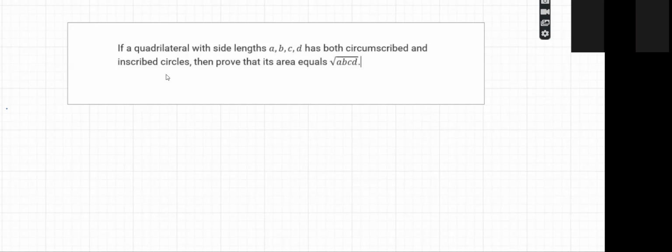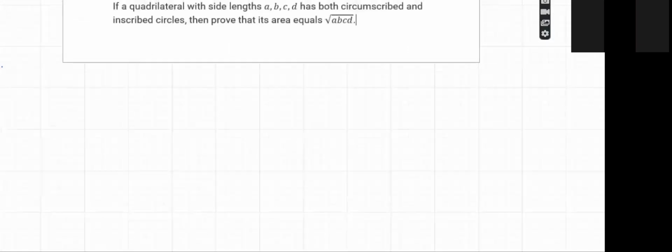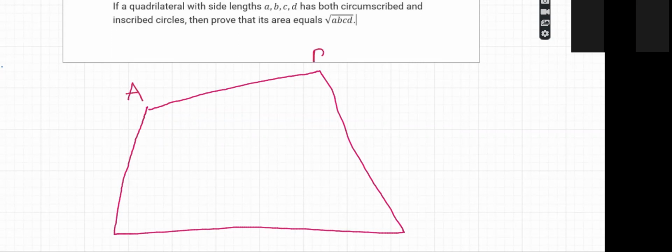Today, I'll be proving that if a quadrilateral with side lengths A, B, C, D has both circumscribed and inscribed circles, then its area is equal to the square root of ABCD. So I'll start by drawing out the quadrilateral. Okay, so we have A, B, C, and D.